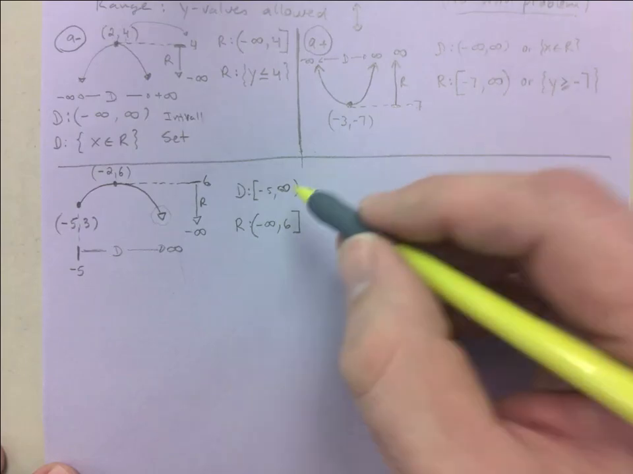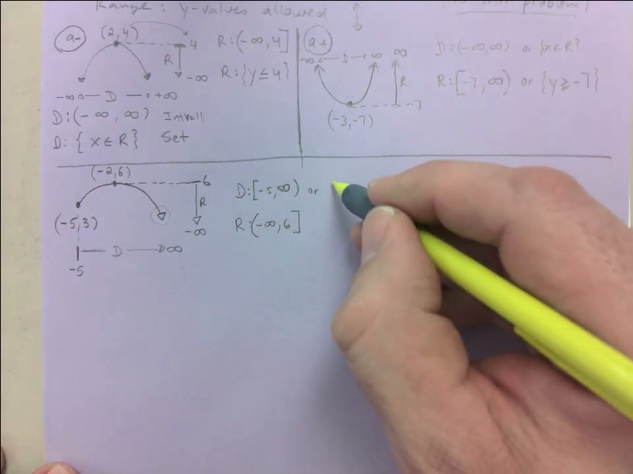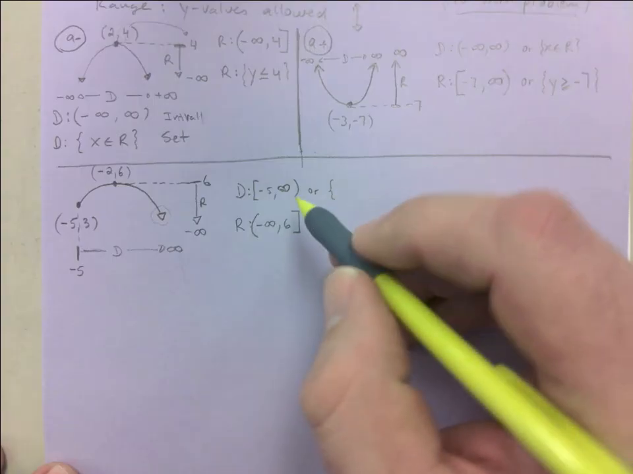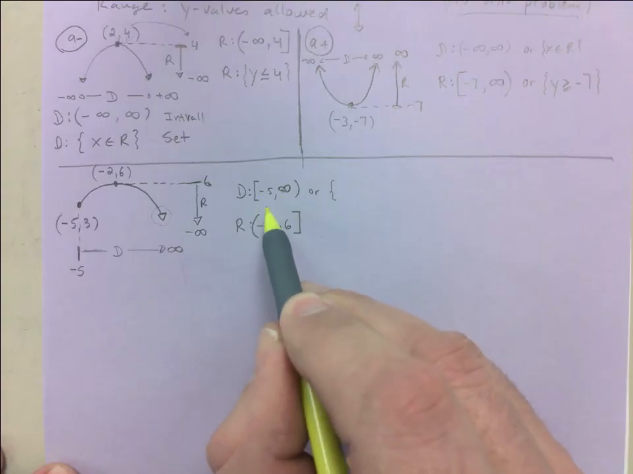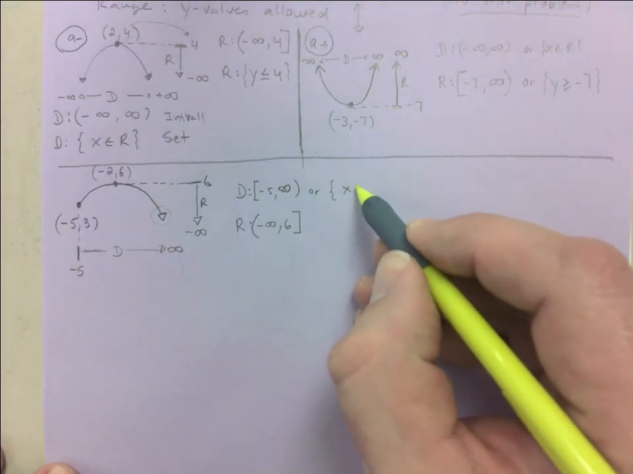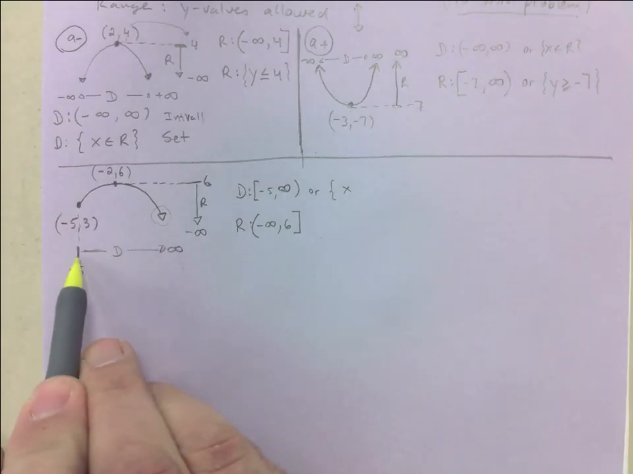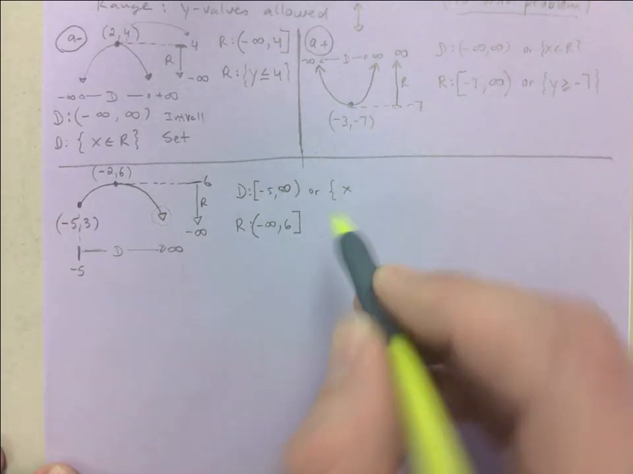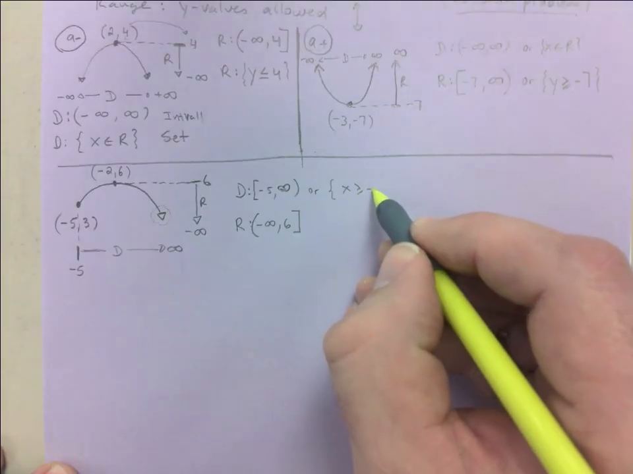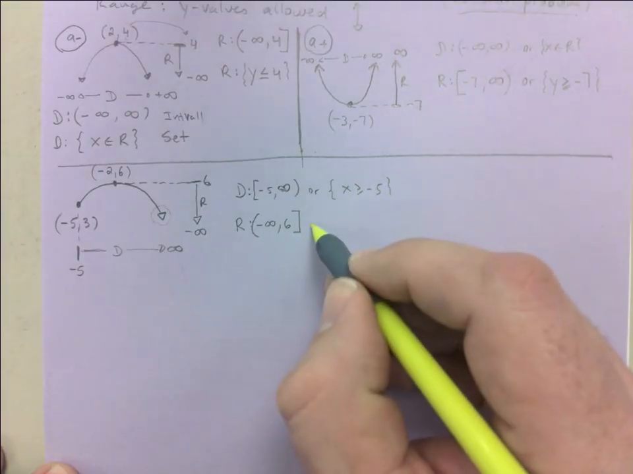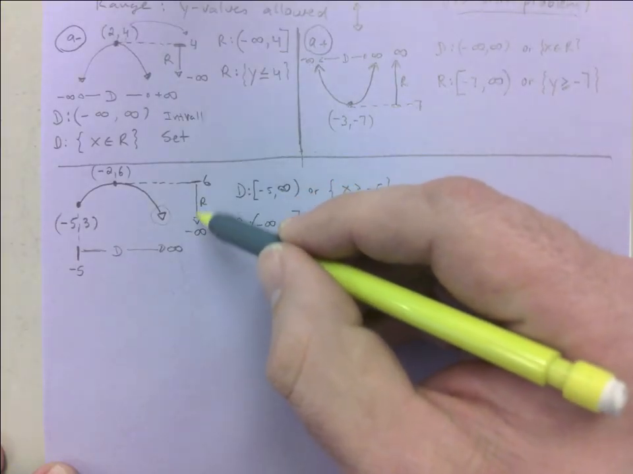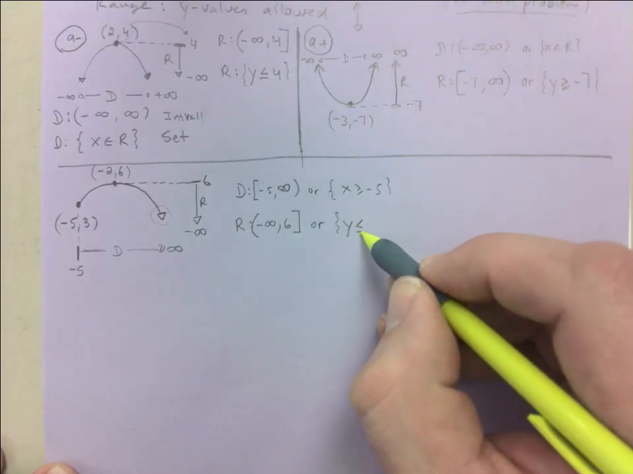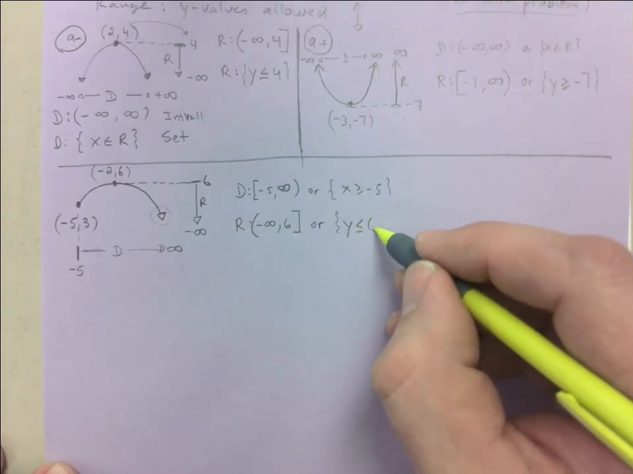Or let's do the set notation. What would we say, how would we write this in set notation? X has to be greater than or equal to -5. Okay. This one here, the y values have to be less than or equal to 6.